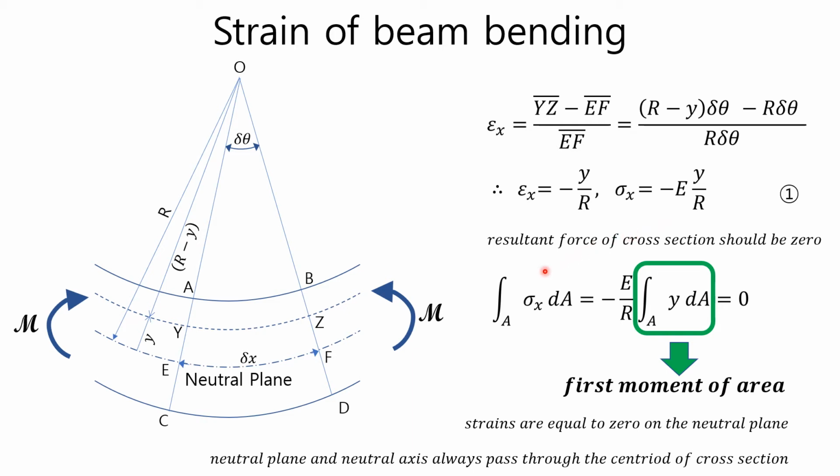The resultant force in the entire cross-section of the beam should be zero because of equilibrium. Therefore, we have these equations. In this equation, we call this integral term a first moment of area. And we have to remember strains are equal to zero on the neutral plane. And the neutral plane and the neutral axis always pass through the centroid of cross-section.